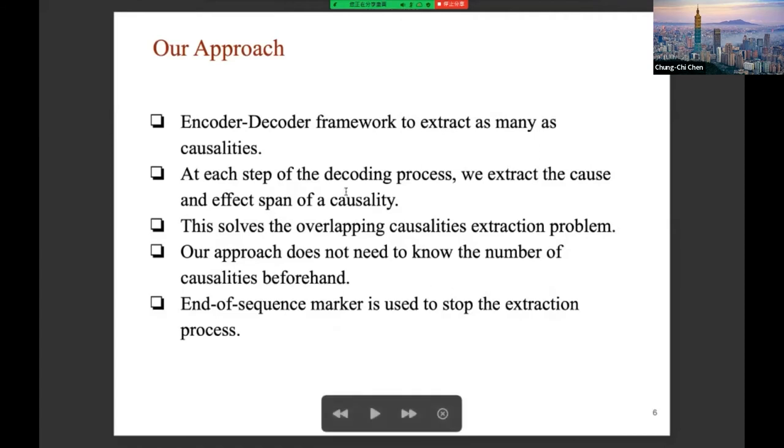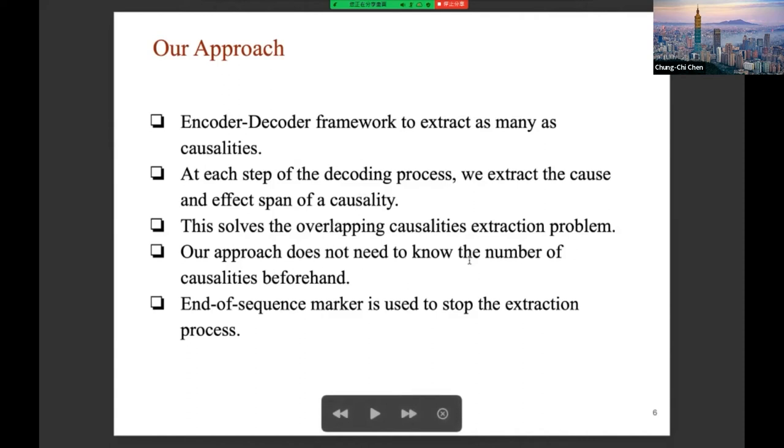We use an encoder decoder framework to extract as many causalities as possible. At every step of the decoding process, we extract the cause and effect span of a causality. Since the decoder can decode as many causalities as needed, we don't need to know the number of causalities beforehand. We use the end of sequence marker to stop the decoding process. And since at every time step we generate a causality, that means a cause and effect pair together, the overlapping causalities problem is solved automatically, because the shared cause span or effect span will be treated differently for different causalities.